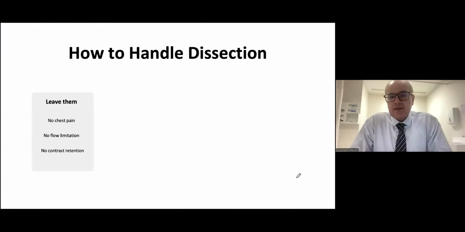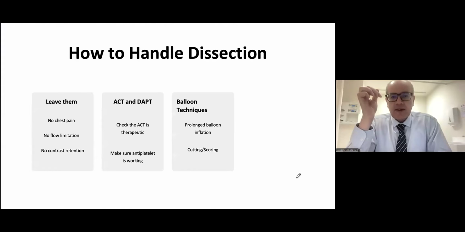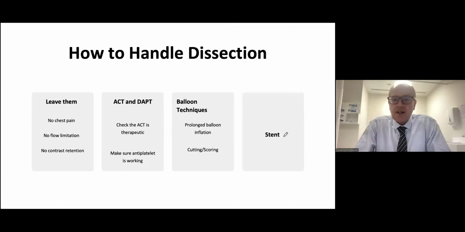Keep in mind that if the dissections are not flow limiting, less than 30% residual narrowing, no contrast retention, then you'll be very happy to leave them and they will grow the vessel in the long term. Make sure the ACT is therapeutic and make sure your antiplatelets are working. We have some balloon techniques, prolonged balloon inflation. I told you the longer you inflate, the less will be the severity of the dissection. Cutting and scoring balloons are useful. I'll show you how. And if all these maneuvers don't work, then of course, there's no shame in stenting.